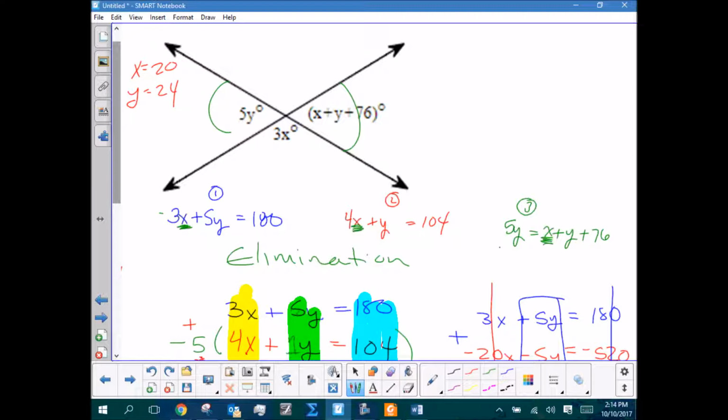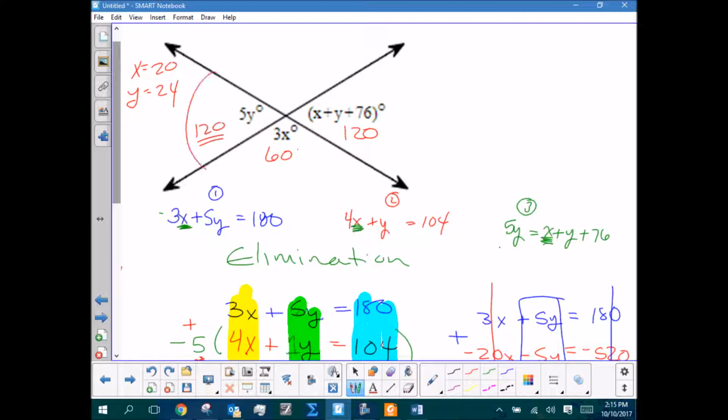I should be able to plug things in and make sure that with the specific values of 20 and 24 and what they yield for those angles, do my relationships of equality and supplementary still exist. So when I go 5 times y, so 5 times 24 gives me 120 there. Okay. 3 times 20 gives me 60 there. And then x plus y, that gives me 44, right? Well, 44 plus 76, 120.